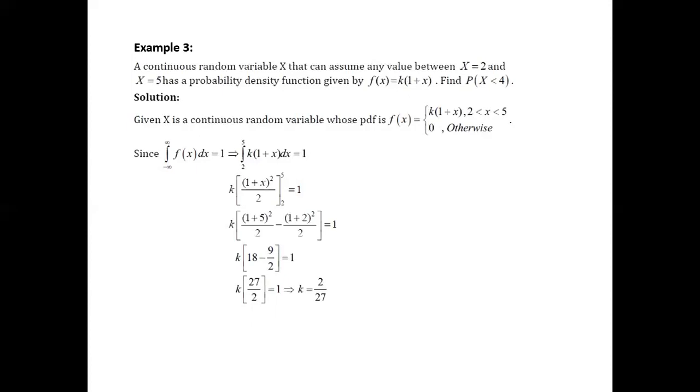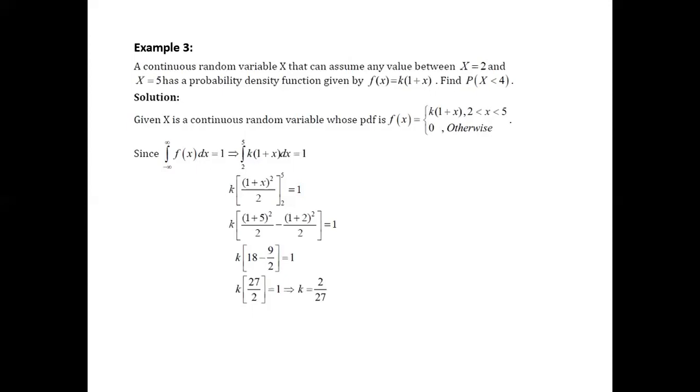Now we have the definition of the probability density function: the integral from minus infinity to plus infinity of f(x) dx equals 1. So the integral from 2 to 5 of k(1 + x) dx equals 1. So k times (1 + x)² by 2, from 2 to 5, equals 1. Then k equals 2 by 27.